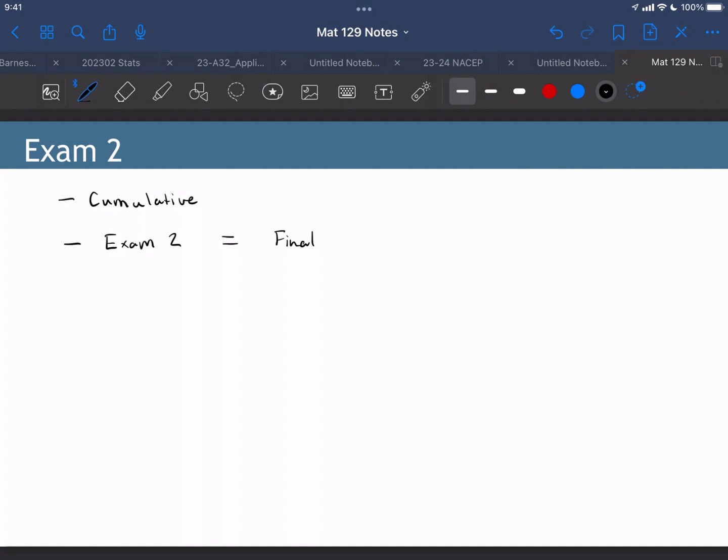So it is cumulative. It's kind of like an early final in a way, sort of. But it's only going to cover stuff up through our trig modules. Okay. So that being said, it is cumulative, but we're going to stick mostly to the recent stuff.